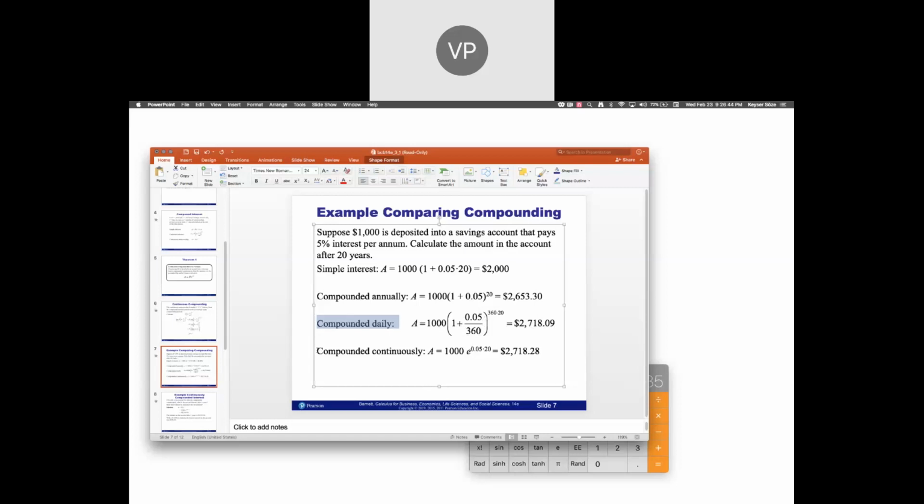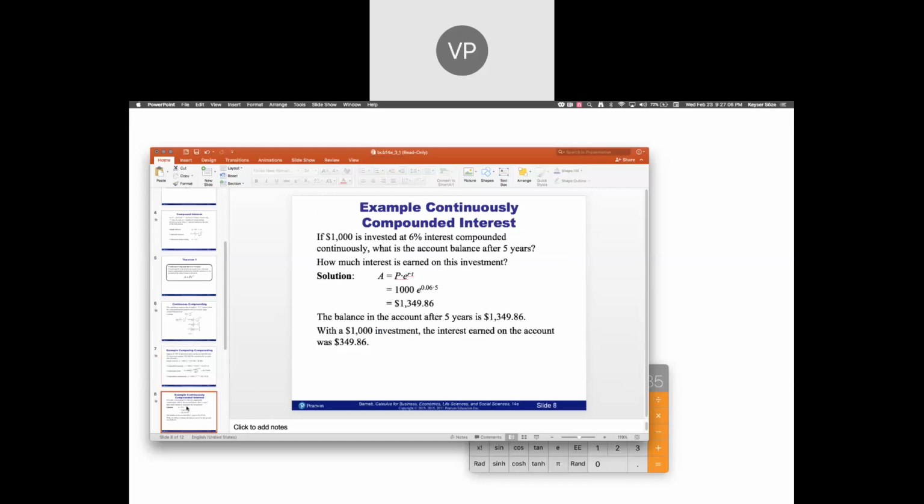And if you're doing it every single possible nanosecond for the 20 years, it still caps out at $2,718. So it's not much more than this one. We're talking 19 cents more, compounded daily versus compounded continuously. It's not like it's a ton, but this is just showing you how it works, the progression you get. All right, now we get back to our problem.